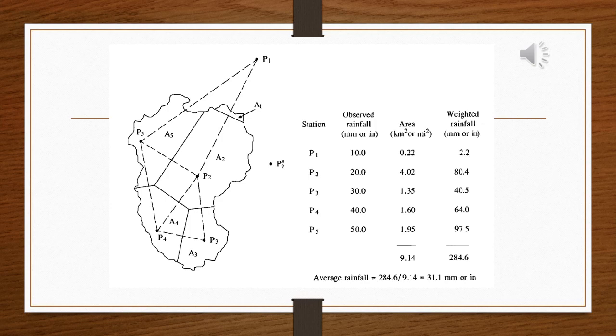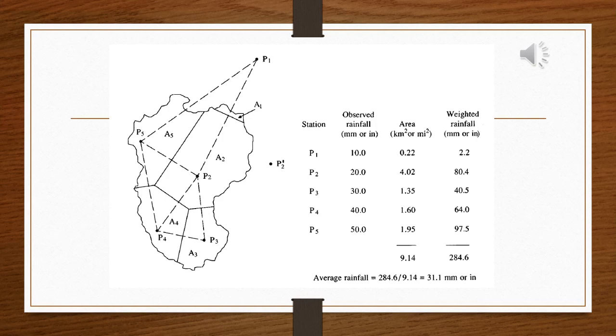And then we are going to find the weighted rainfall in the last column. We are going to add them together. We find the total area is 9.14 square kilometers, and the weighted rainfall is 284.6 millimeters. So when we divide 284.6 over 9.15, it's going to be 31.1 millimeters of rain that occurred in this watershed.